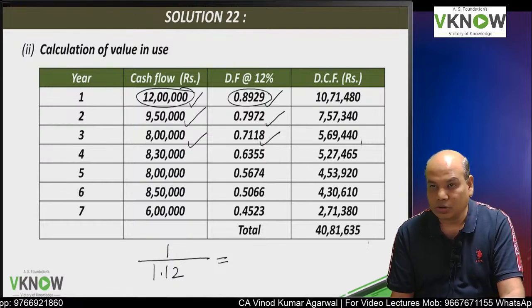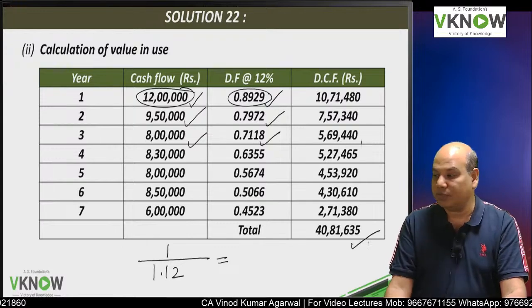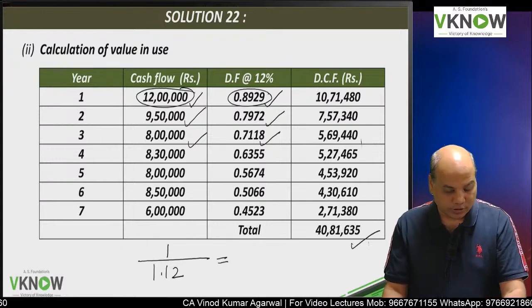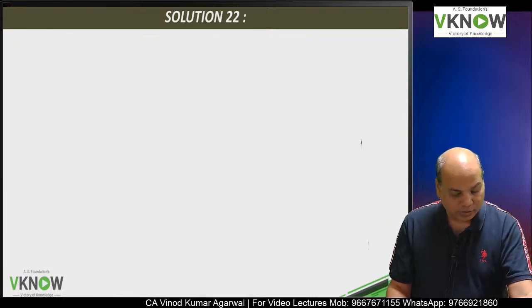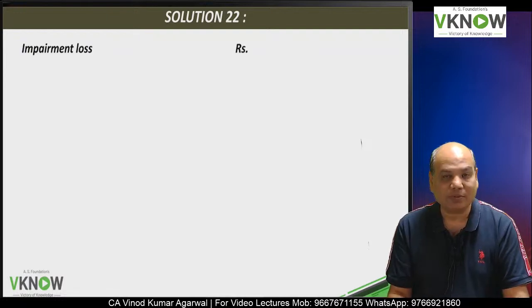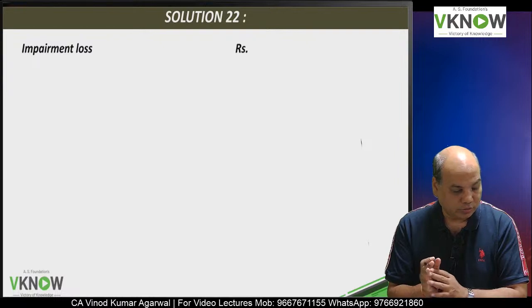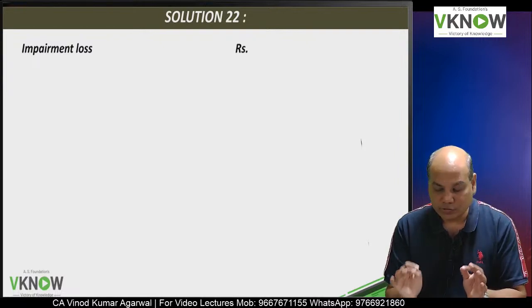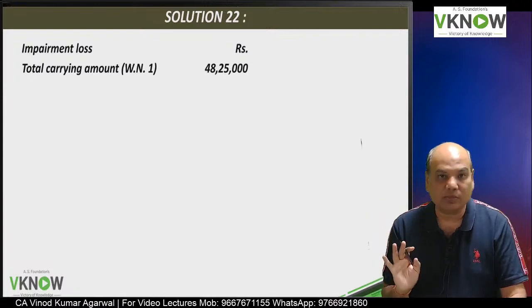How much is the total of the last column? 40,81,635. Do we have net selling price in this question? This question does not have net selling price. So what should we do? If net selling price is not given, then take value in use as recoverable amount.